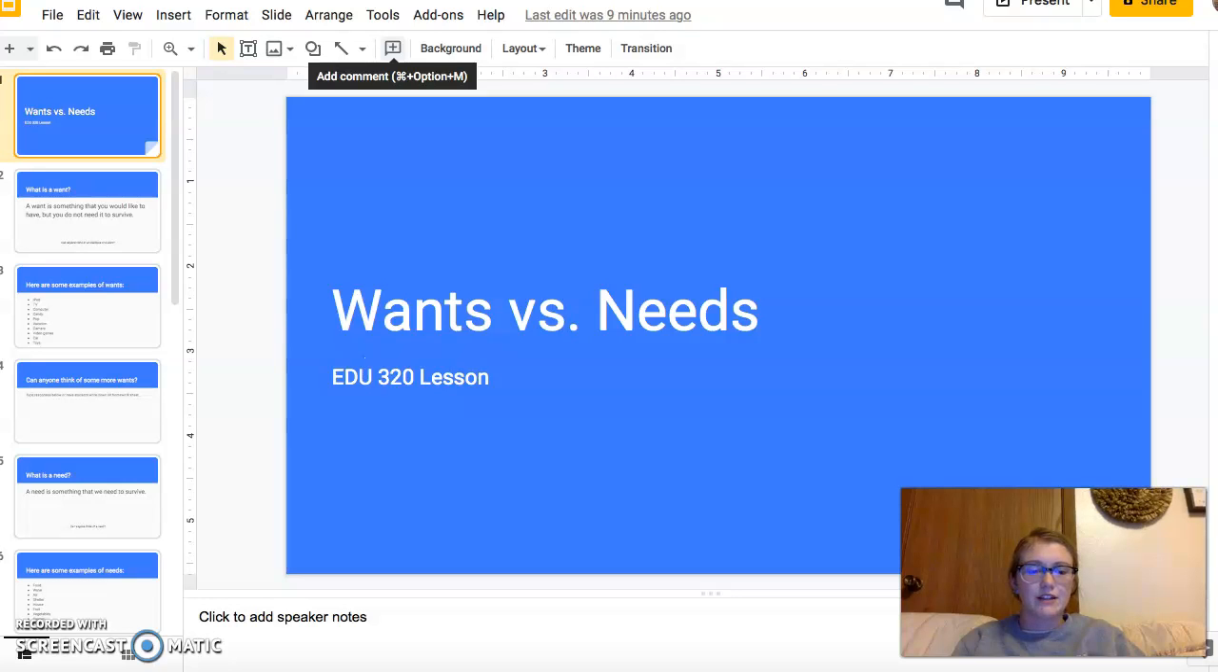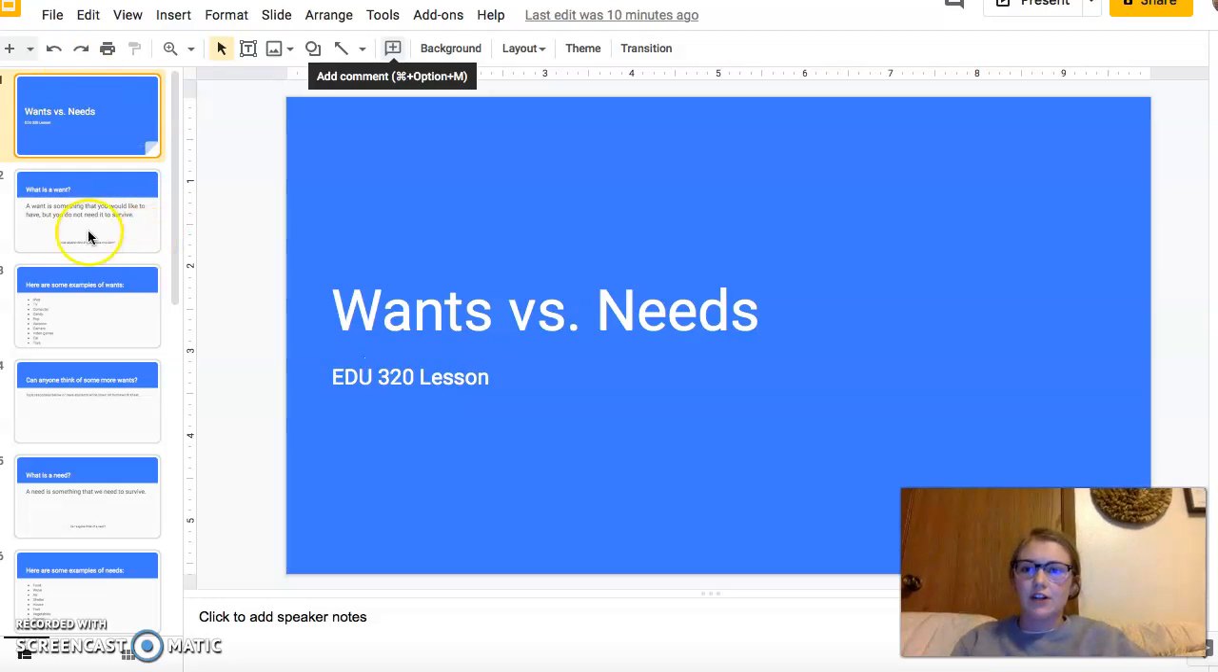Hello everyone! Today in social studies/science we talked about wants versus needs. So if you needed a little extra help understanding the content or you are missing from school today, you have come to the right place. This is going to be some excellent review over what we did today. So like I said, we learned about wants versus needs.